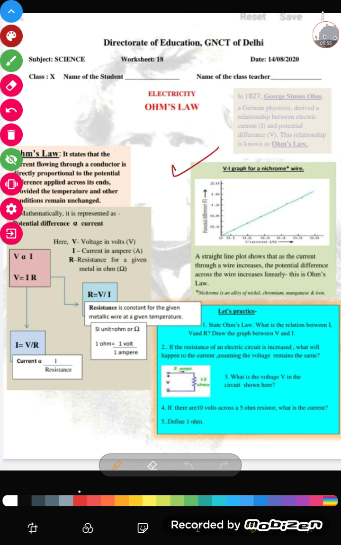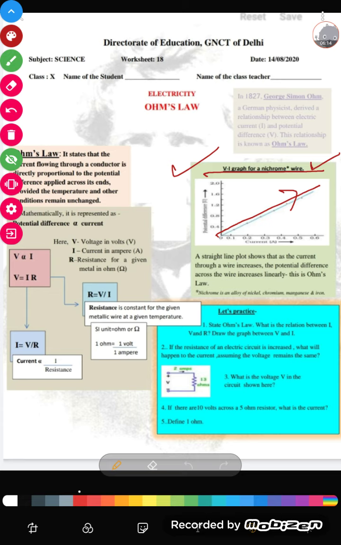So next we have the VI graph for nichrome wire. We have a graph to verify Ohm's law, which means as the value of current increases, the potential difference across the conductor also increases, and it's a straight line graph, a linear graph.